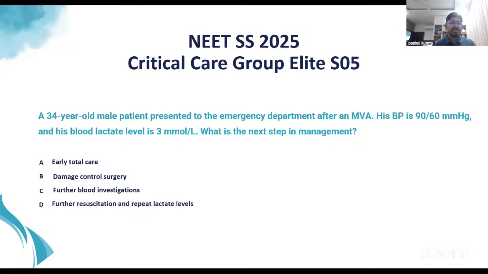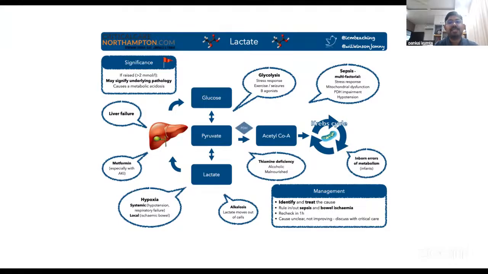You want early total care, damage control surgery, further blood investigation, or further resuscitation and repeat lactate levels. So here early total care would be a good answer, but since we are looking at the lactates and we don't want that lactate persisting very high, that would be our best answer. You do a resuscitation and then repeat the lactates accordingly. Investigations and all, yes, you may consider it, but again, here you know that the patient's BP is a little borderline, so you may consider resuscitation and let's look at it. So again, don't keep chasing the lactates. You know the lactates are caused by various causes. So anything you may have to look for an underlying pathology.